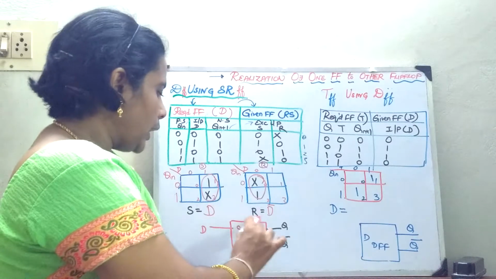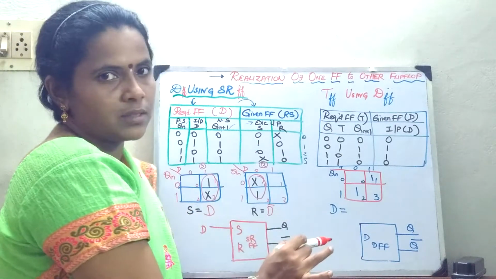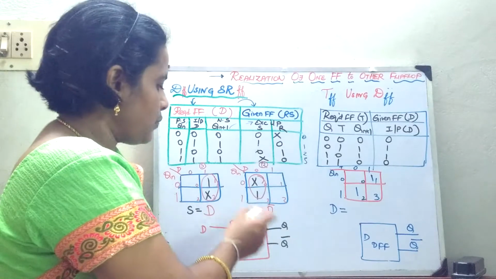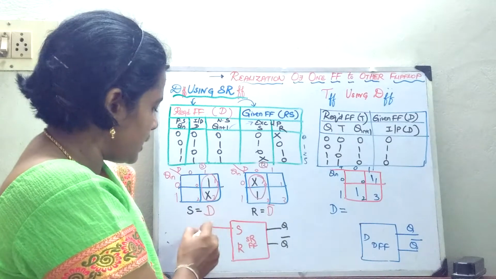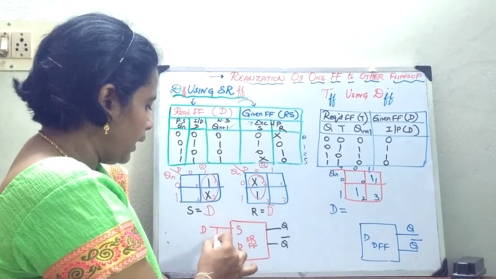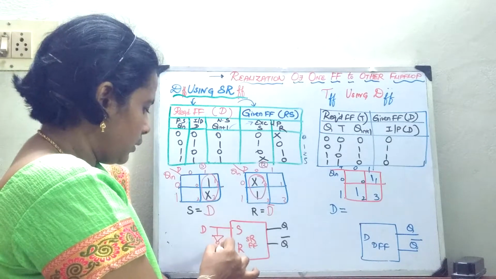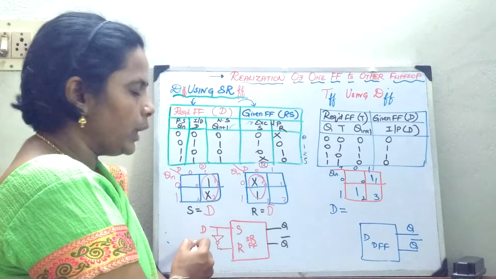So, in the outline you draw, because the given flip-flop is an RS flip-flop, Q bar is given. Now, this flip-flop has to be converted to a D flip-flop. So, what is your S? S is D. What is your R? R is nothing but D bar. Okay. Thus, this RS flip-flop is converted to a D flip-flop.